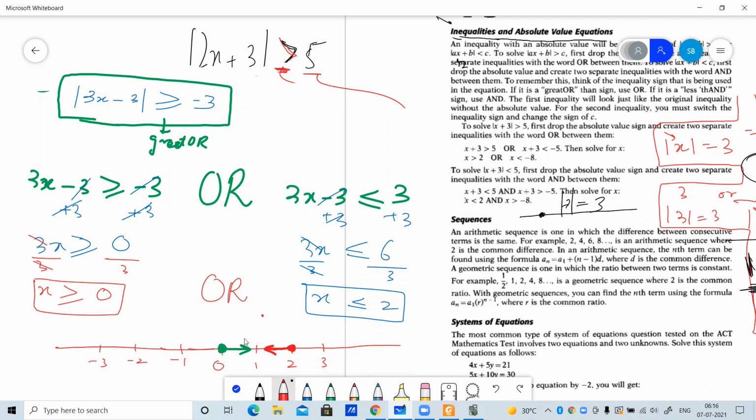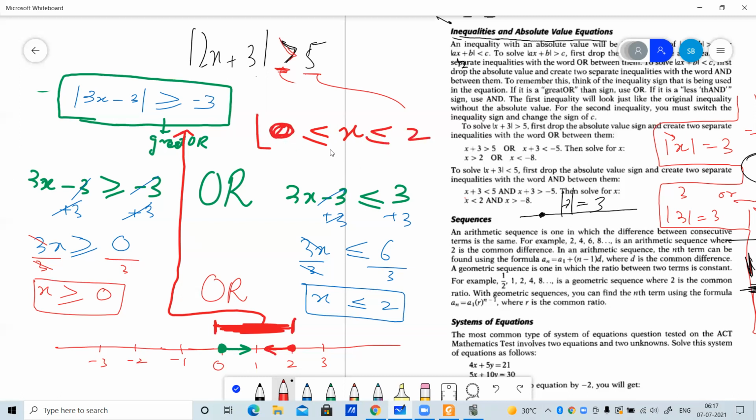So now we have the answer, starting from 0 till 2. This is the portion which satisfies this inequality. Others are not the answer. So x includes numbers from 0 to 2 only. x is greater than or equal to 0, and x is less than or equal to 2.